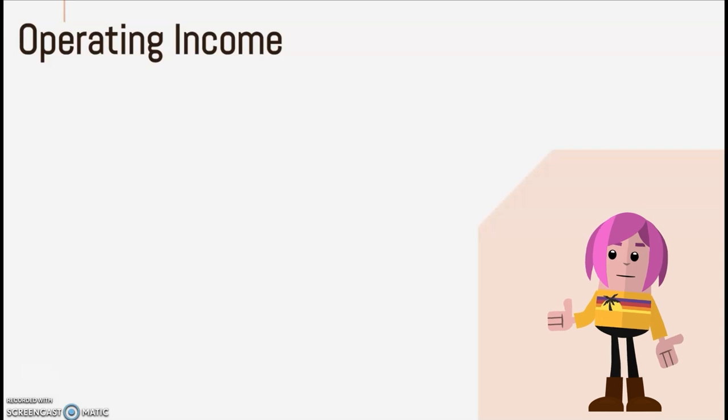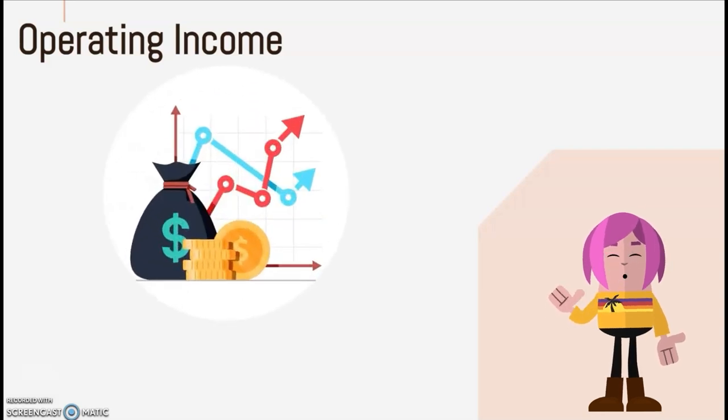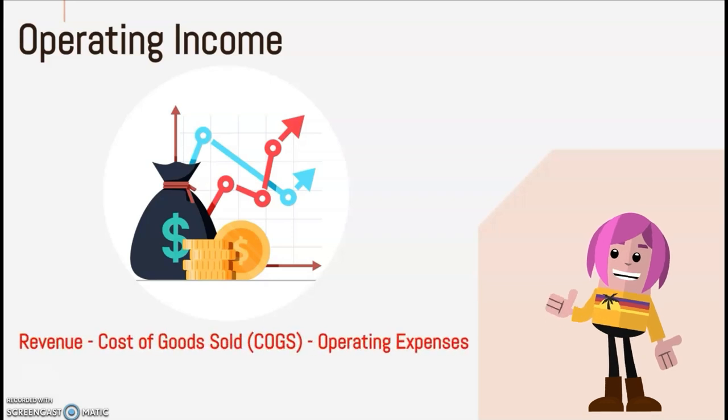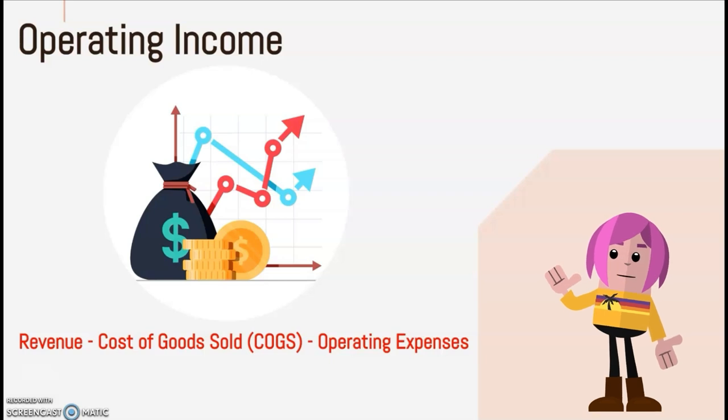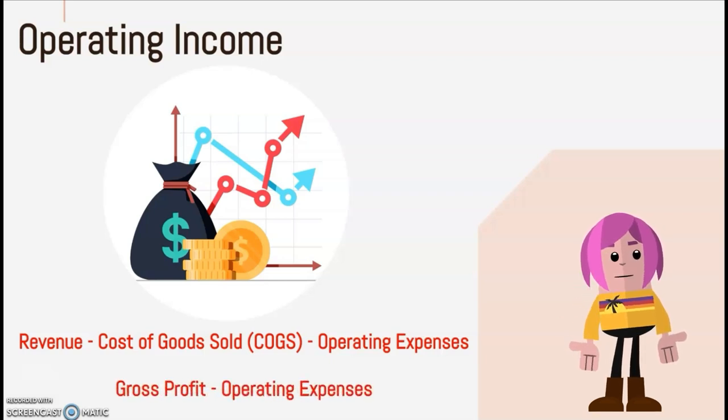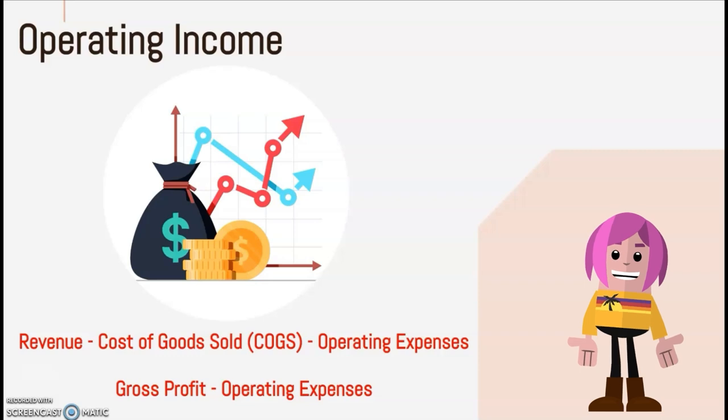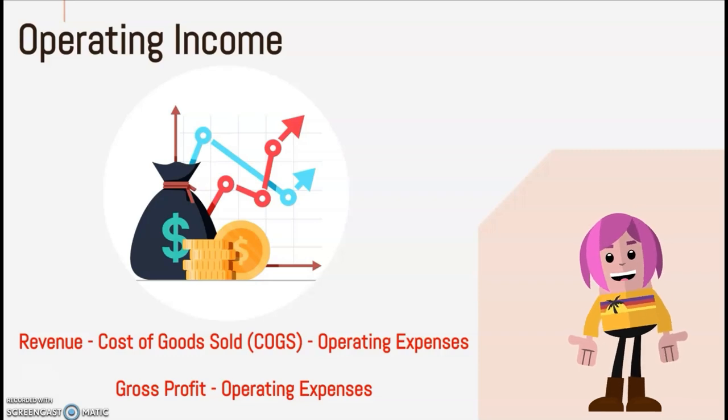Operating income reports the amount of profit realized from a business's ongoing operations. The formula is revenue minus costs of goods sold minus operating expenses. Or it can also be written as gross profit minus operating expenses.